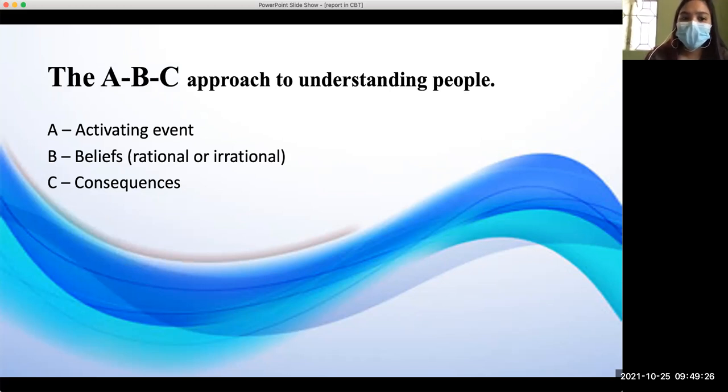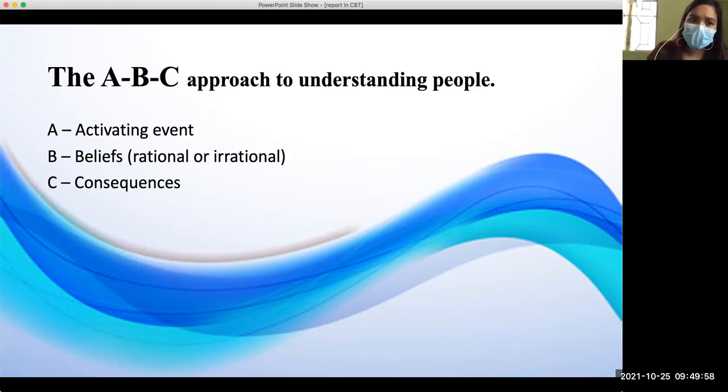In the ABC approach to understanding people, at the activating event the person experiences an actual event, activity, or adversity. At B, the person responds to the event by interpreting it through their belief system. The consequence is that the person then experiences the consequential feeling. The person's consequent feelings often depend on their belief system rather than the actual event. So people can change by changing their belief system.